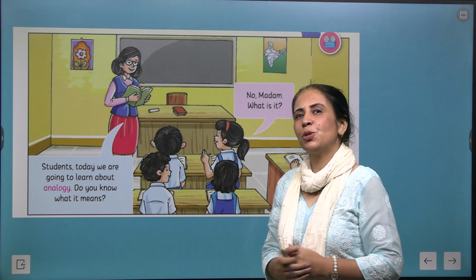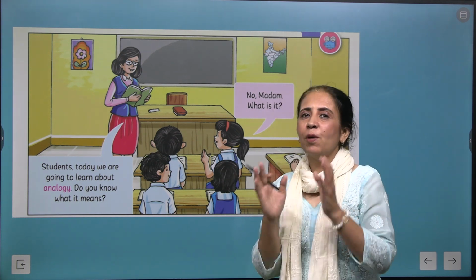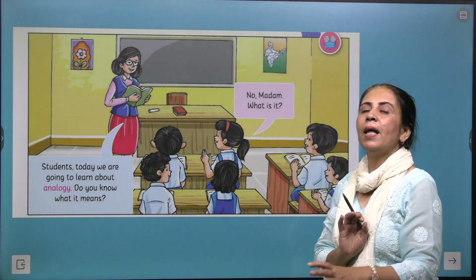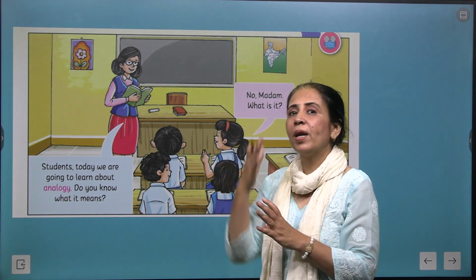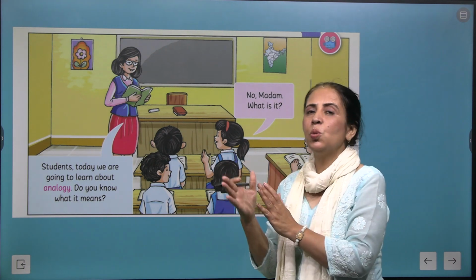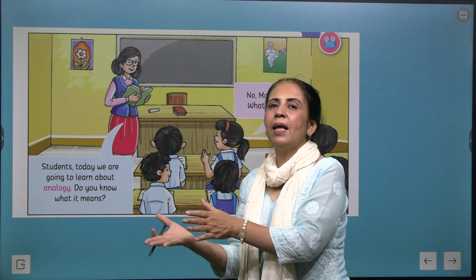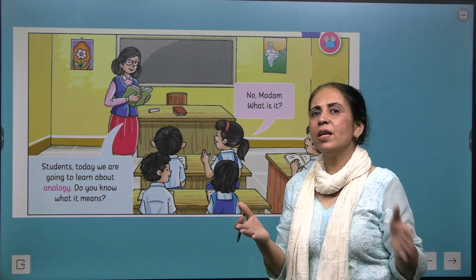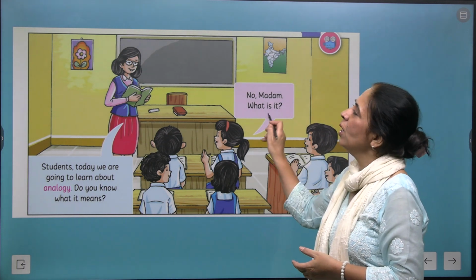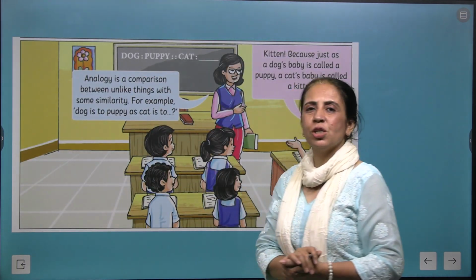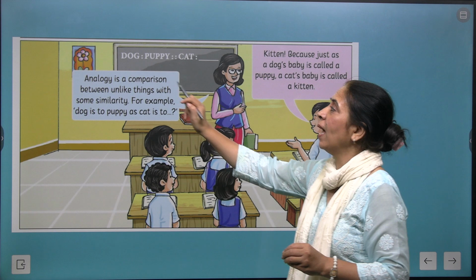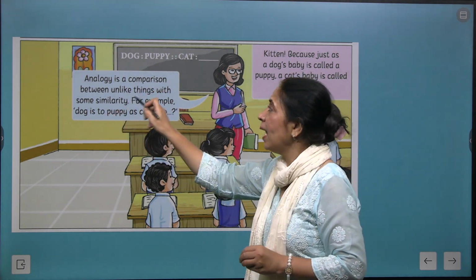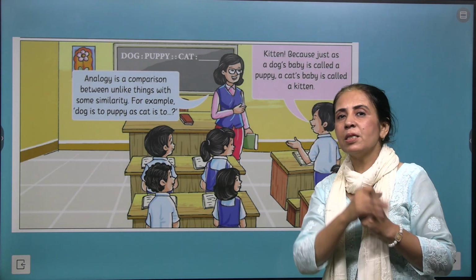They are also excited to know, like you want to know, what actually analogy means, and the teacher is explaining that analogy is to create the relationship between two non-similar things and then find the same relation between the other pair of things which are not provided to you. So listen to the teacher. The teacher explains that analogy is comparison between unlike things with some similarity.